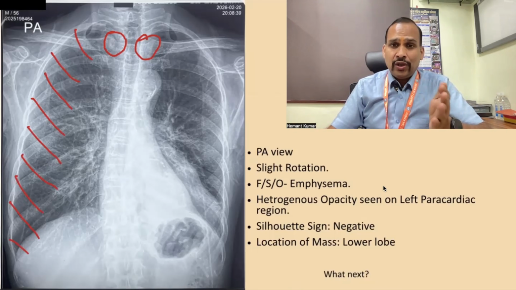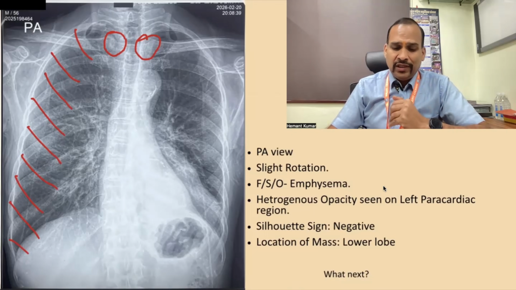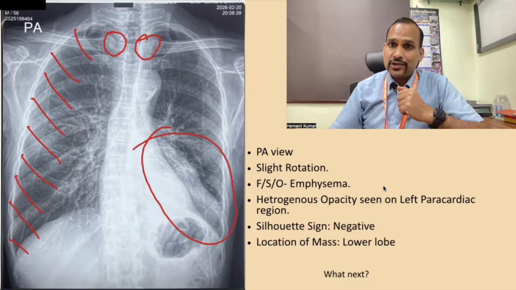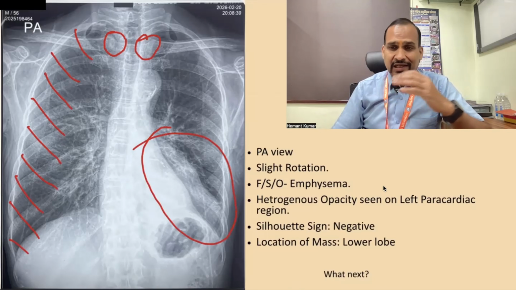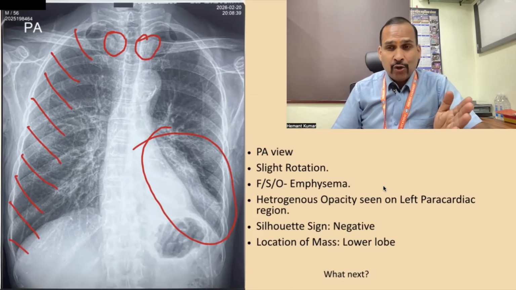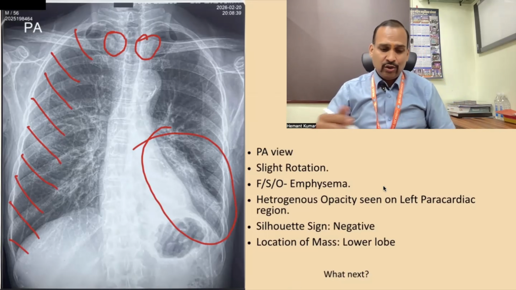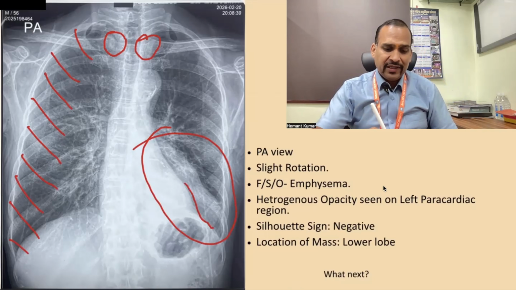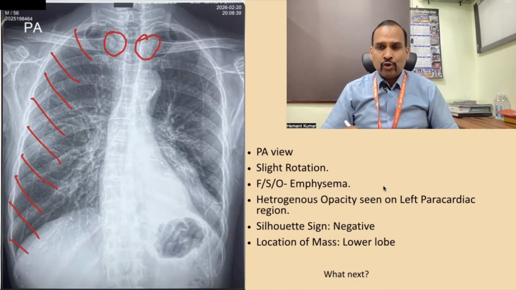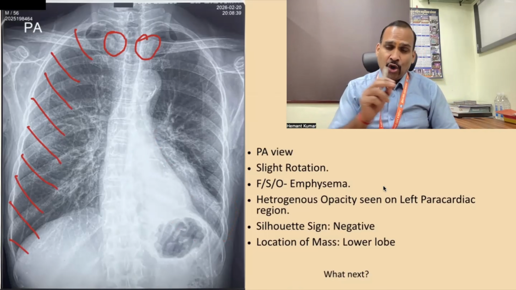Okay. Now coming to opacity or lung parenchyma. In the lung parenchyma you can appreciate there is opacity in the left lower zone. This is an irregular opacity and the thing is that it is not silhouetting the cardiac border. So you can make out the cardiac border very clearly. Okay. So this is a heterogeneous opacity not leading to silhouetting of the cardiac border.